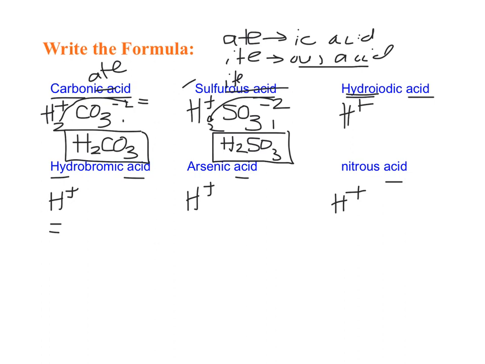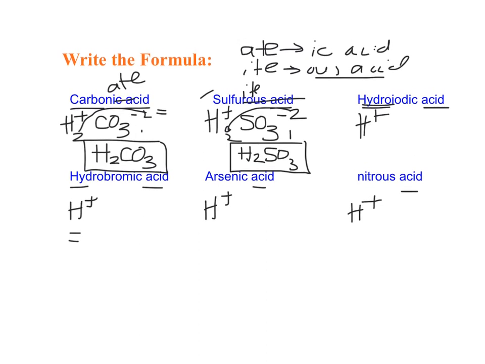Hydroiodic acid, first time seeing hydro, this indicates there is H and there's one other element. In the word iodic, do y'all see iodine? And iodine, based on where it is in the periodic table, is a halogen. They want to gain 1 electron, so they take on a -1 charge. Yay, our charges balance. HI is the formula.